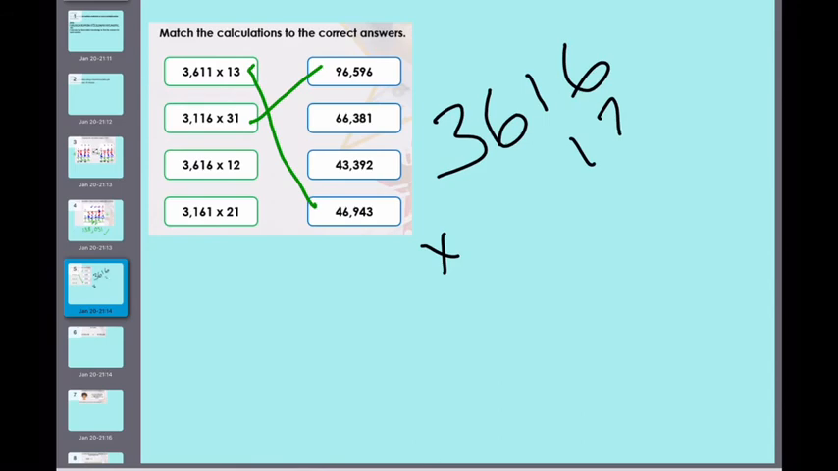3 times 2 is 6. 3 times 1 is 3. 3 times 3 is 9. 3 times 4 is 12. On to the tens. I've got 2 10s. Pop my placeholder in. 2 times 2 is 4. 2 times 1 is 2. 2 times 3 is 6. 2 times 4 is 8.